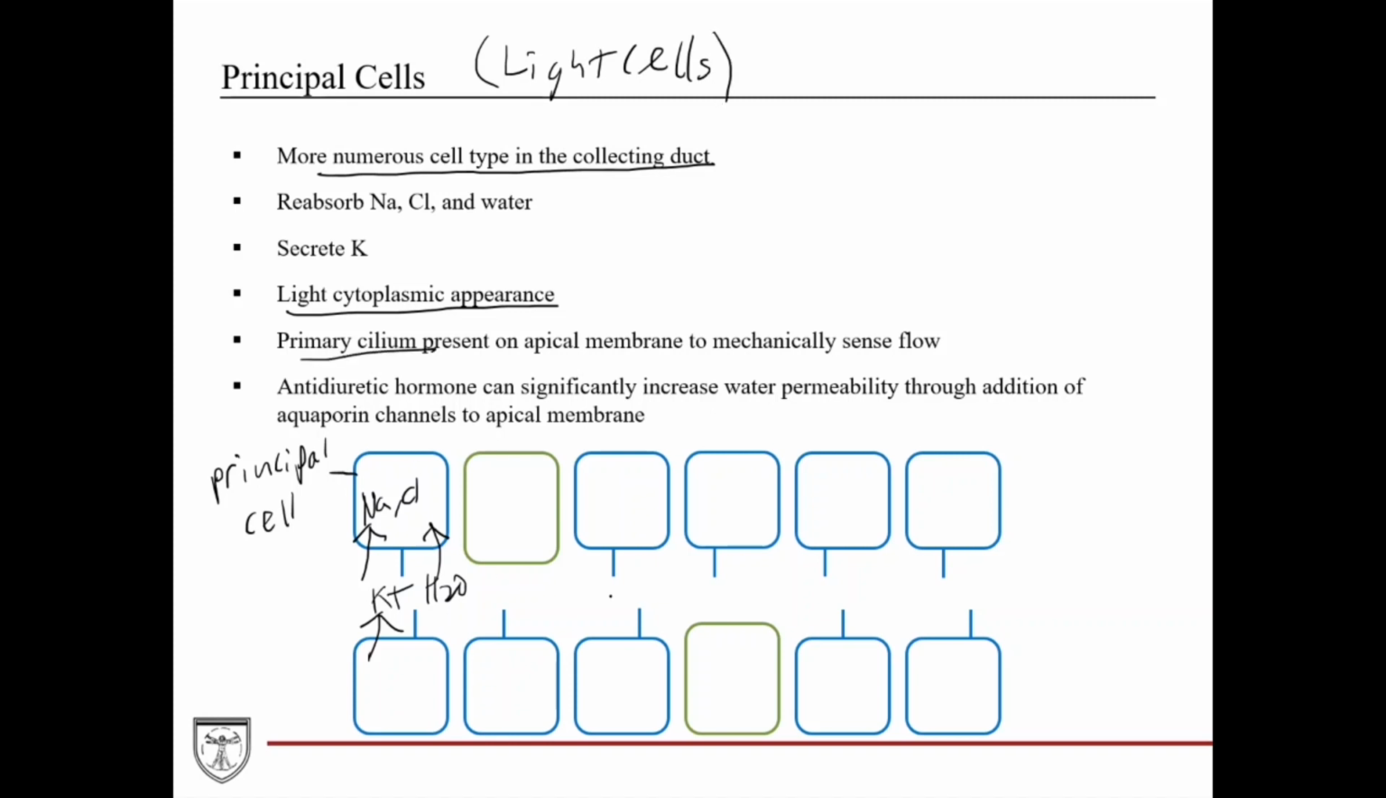They have a primary cilium present, as you can see here in the diagram, and this is on the apical membrane to mechanically sense the flow of filtrate through here. Also, antidiuretic hormone. This is the main action spot for antidiuretic hormone. It can significantly increase the water permeability of these cells by adding a high concentration of aquaporins. It essentially stimulates the addition of aquaporins to the apical membrane, which then allows for a significant amount of reabsorption of water. This is to help concentrate the urine.